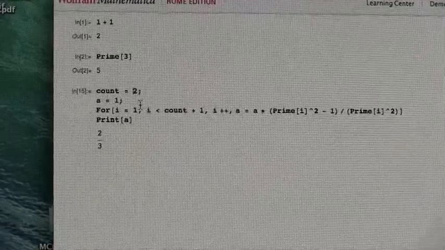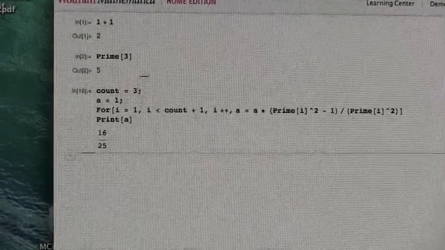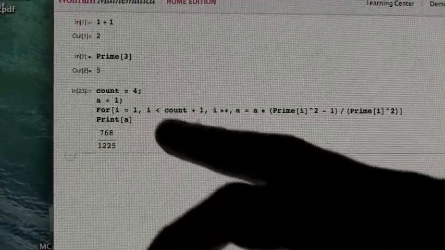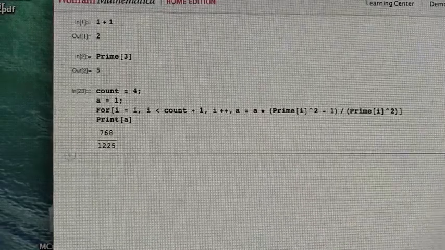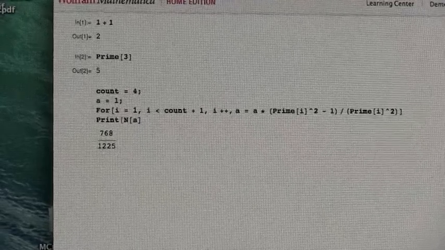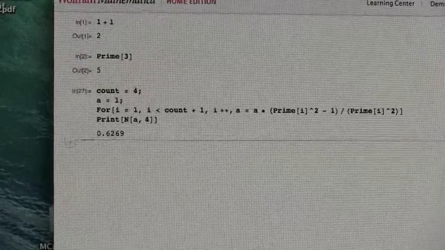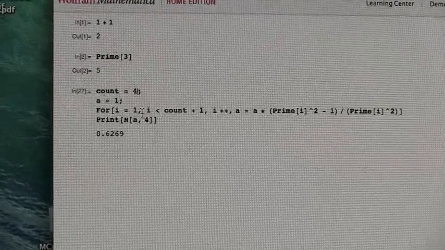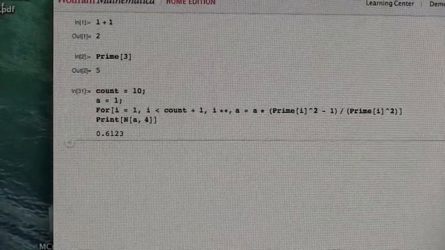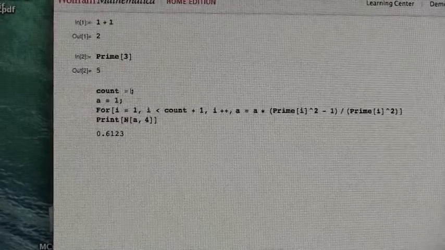And so we have a little confidence in our program. For the first 3 products, I get 16/25. And for the first 4 products, you made an observation that the denominators are getting really big, but the numerators aren't getting as big. No, they're not. I'm going to instead print this out as a decimal, to 4 decimal places, just for fun. So I'm getting about 0.6269. Now if I do 10 products, that's lower, 0.6123. It's getting lower, but not that quickly.